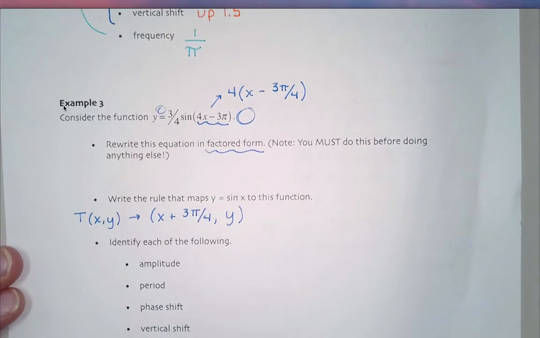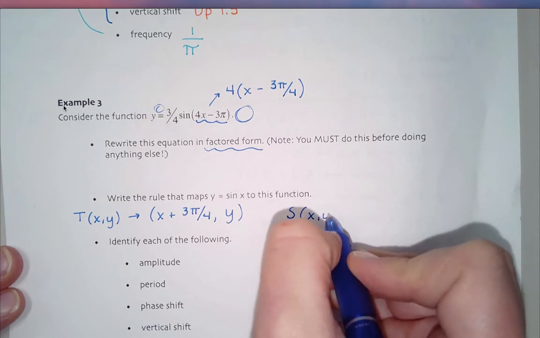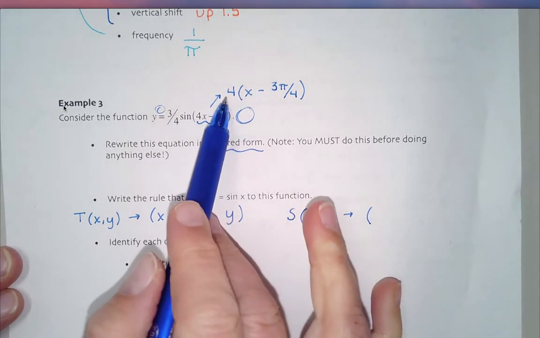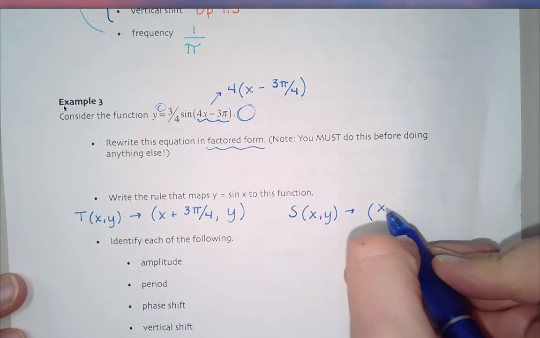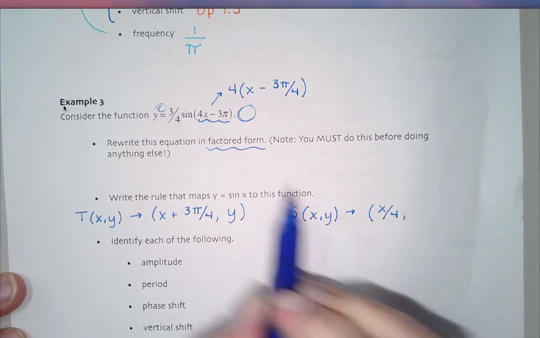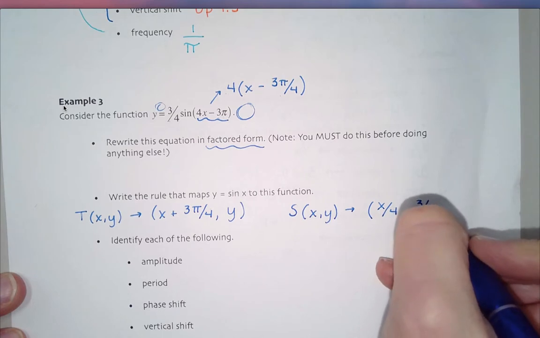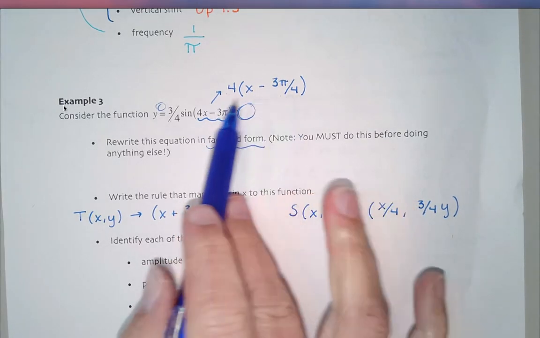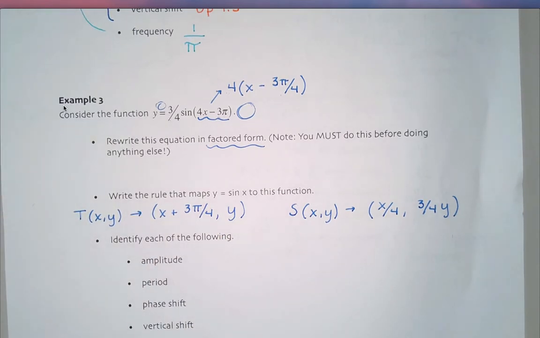Okay. For my size change, or I keep saying that wrong, scale change rule, I see that x is being multiplied by 4. Okay. So in my rule, I'm going to say x is being divided by 4. And then my y value is being multiplied by 3/4. So now, just like before, the only thing that was different there was doing this part, rewriting this way. Now I can follow this rule to answer these questions just like I did up in example 2.